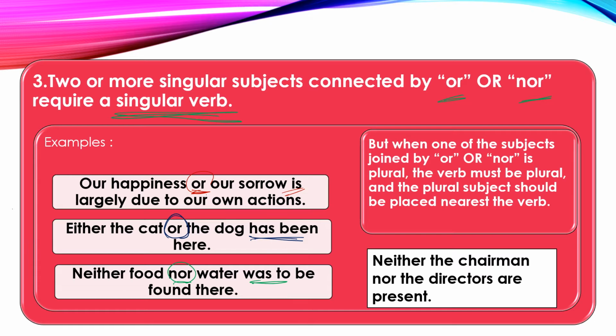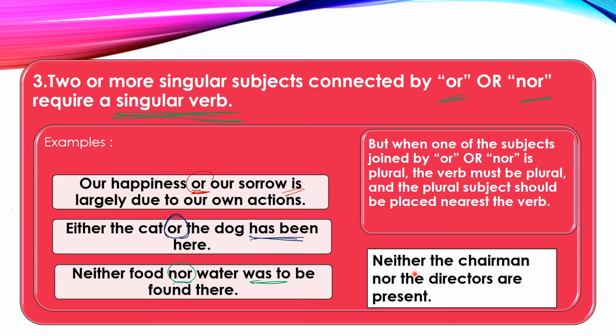Okay, there is an exception. When one of the subjects joined by or, nor is plural, the verb must be plural, and the plural subject should be placed nearest the verb. If we find any plural subject among these subjects, then the plural subject must be placed very close to the verb. See: Neither the chairman nor the directors are present.